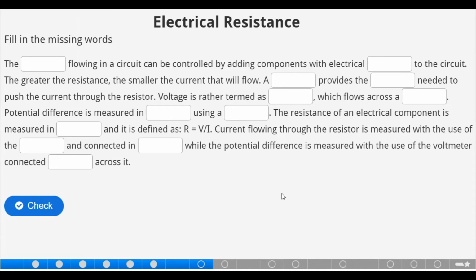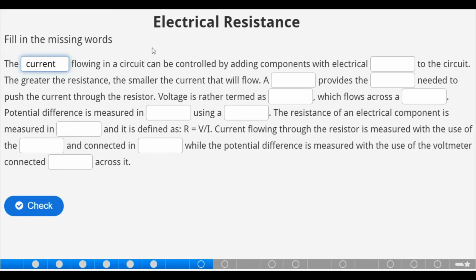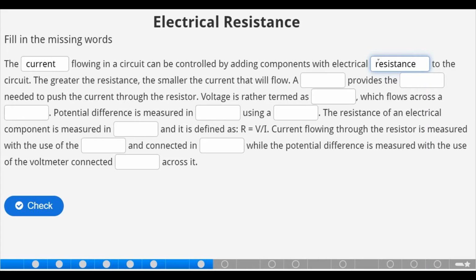Now, let's deal with electrical resistance. We have to fill in the missing words. The current flowing in a circuit can be controlled by adding components with electrical resistance to the circuit. Okay? The greater the resistance, the smaller the current that will flow.